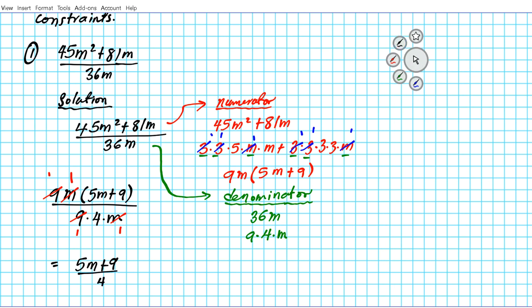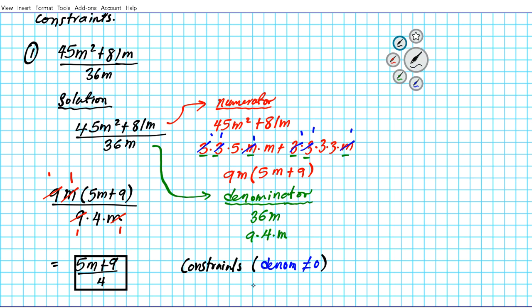Okay, so the constraints or excluded values are as follows. We now also have to state the constraints. To get the constraints or excluded values, we're basically looking for when the denominator of the original is equal to 0. The denominator can never be 0, because if the denominator is 0, you have an undefined output.